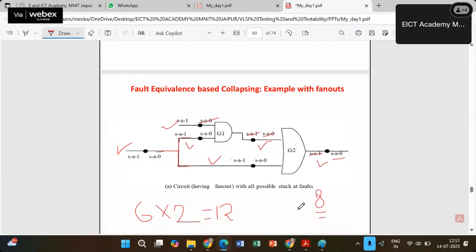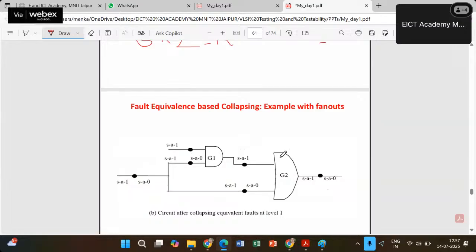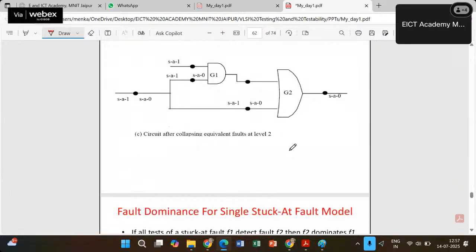Okay. So likewise, fault equivalence based collapsing can be applied for logic gates. And this is with the stem example or fan out example we have taken. If there are multiple fan outs also, then the rule will be similar. Whether we have 2 fan outs or n number of fan outs, it will be similar. So this is the final result for fault equivalence based collapsing for this fan out based circuit.